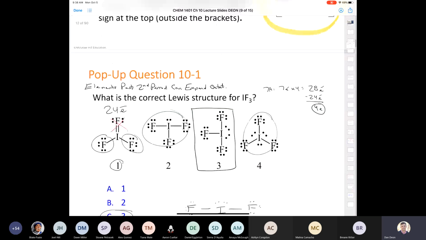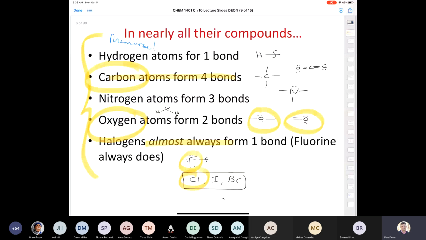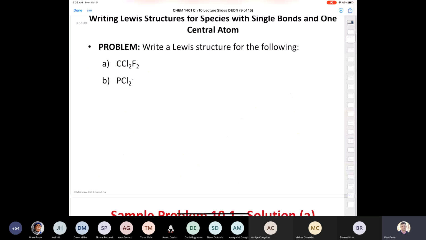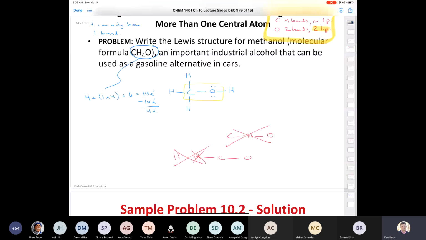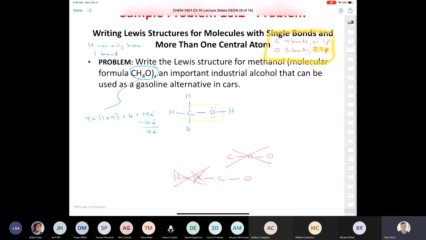Here it is. In nearly all their compounds, carbon forms 4 bonds. Oxygen has 2 bonds and 2 lone pairs. I gave you a couple of examples, so if you need to go back to the previous lecture and review those, by all means, do that. Where's my problem? Here it is, right here. And so that's how we solve the Lewis structure for methanol, just like that.